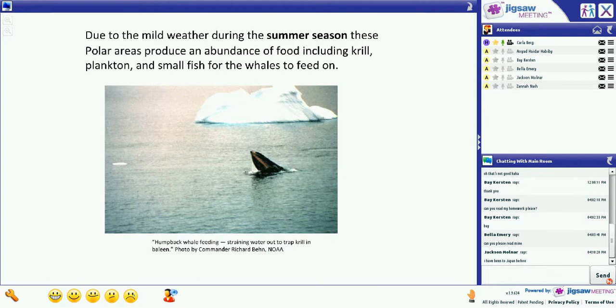Due to the mild weather during the summer season, these polar areas produce an abundance of food, including krill, plankton, and small fish for the whales to feed on. Krill are small, almost shrimp-like animals. Here's a picture of a humpback whale feeding. He's straining water out of his mouth to trap the krill in his baleen. And you can see behind him, there's a little iceberg. So even though it is very cold out, it is still considered their summer season.